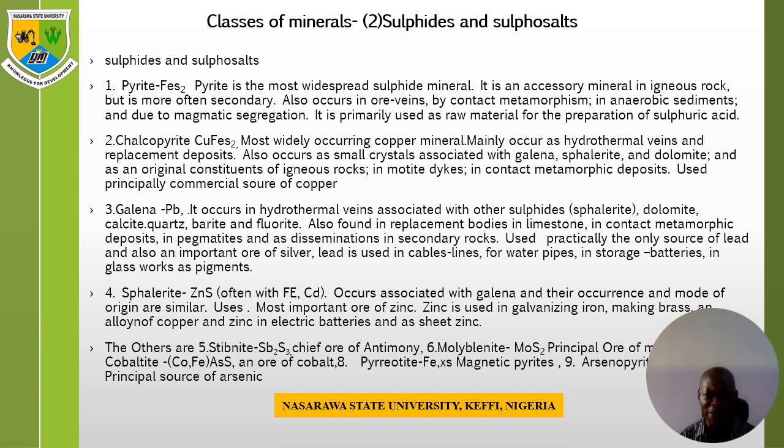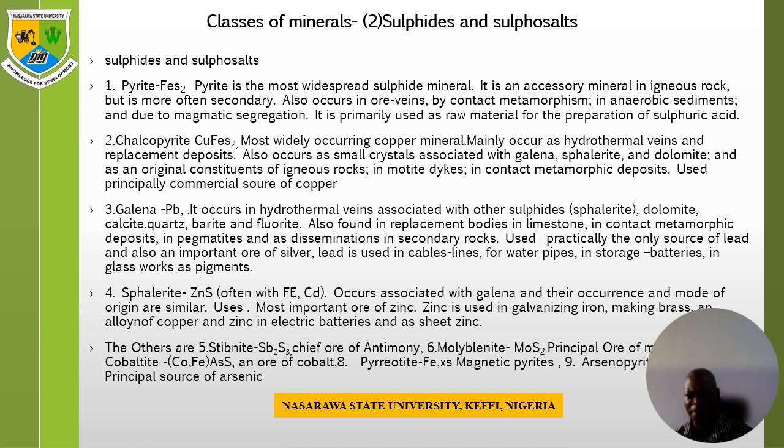Galena occurs in hydrothermal veins associated with other sulfides, dolomite, calcite, quartz, barite, and fluorite. Also found in replacement bodies in limestone, in contact metamorphic deposits, in pegmatite, and disseminated in sedimentary rocks. Used practically as the only source of lead and also an important ore of silver. Lead is used in cable lines, water pipes, storage batteries, and in glass works and as pigments.